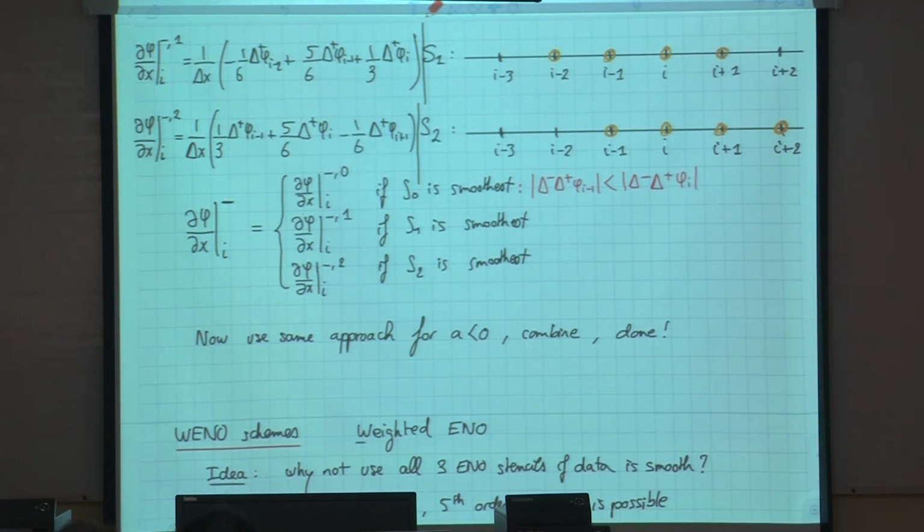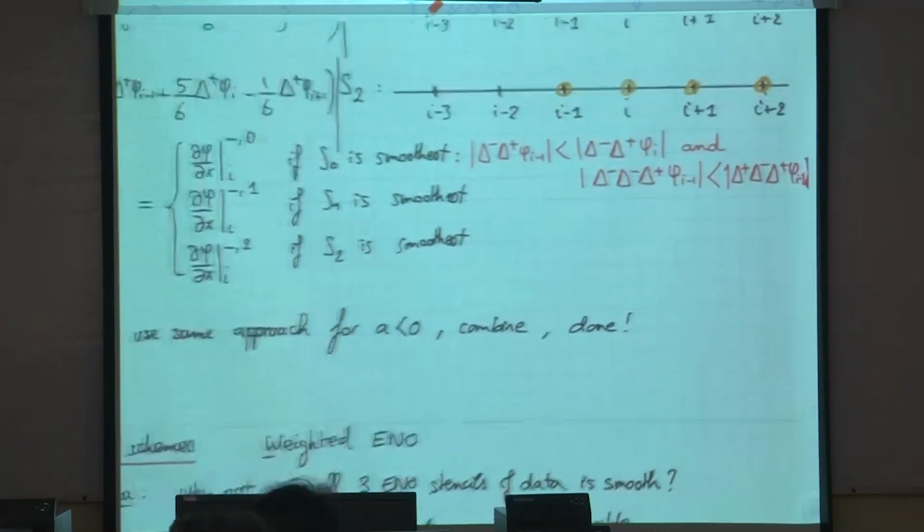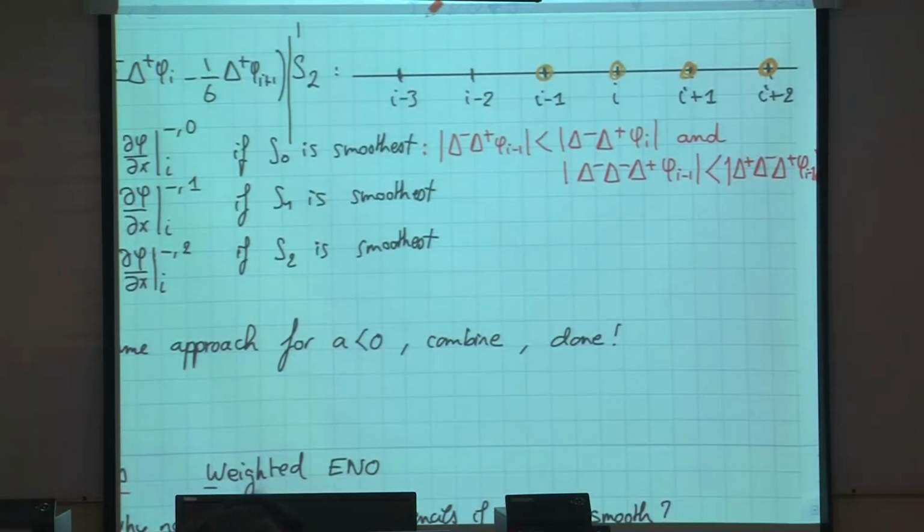And the second test is delta minus of delta plus of phi sub I minus 1 should be less than the delta plus of the delta minus of the delta plus of the phi sub I minus 1, I think. I might have a typo here. This is something where you would have to go back to the paper to check this.